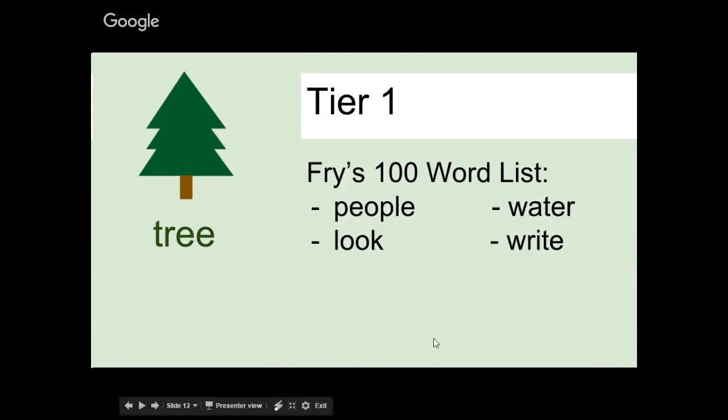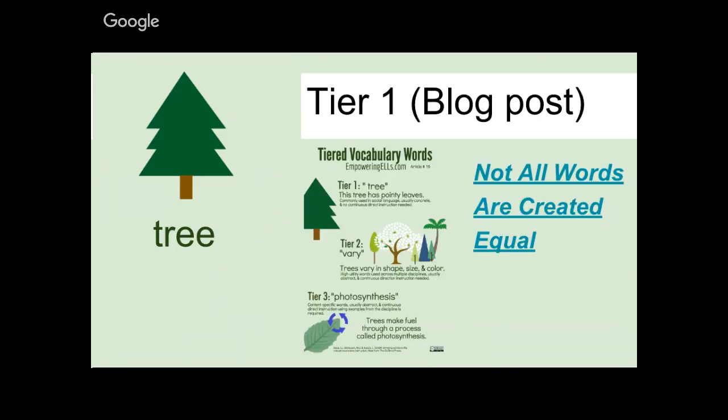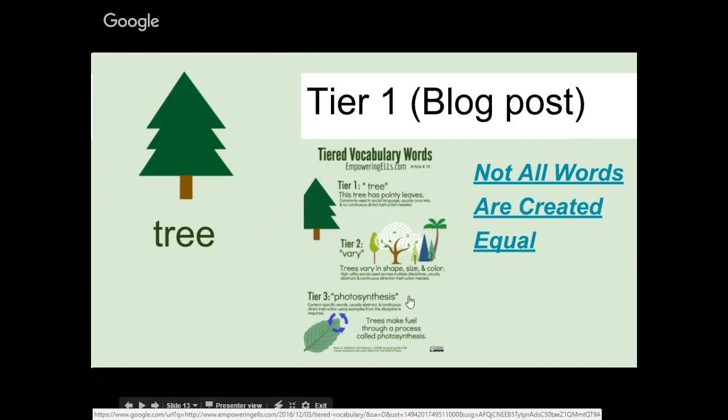Other tier 1 words are people, look, water, and write. Now, these words can be found on a Fry's 100 word list. I've posted it on this page for you in the bottom notes so that you can look at them if you need to. I also posted the article on how to understand tier 1, tier 2, tier 3 words on this website, so you can go to it. It's on my blog. You can look for it. It's article number 16.